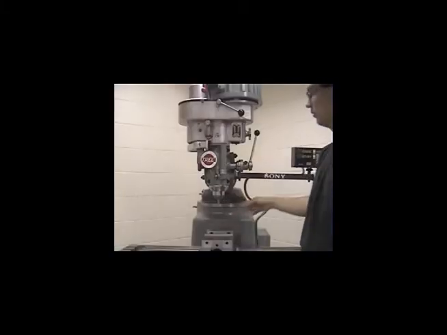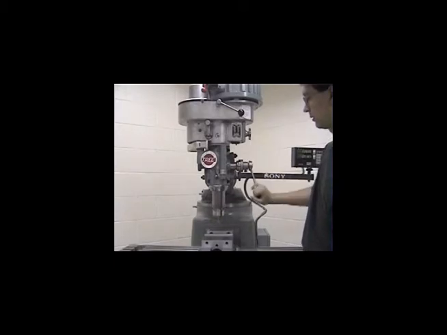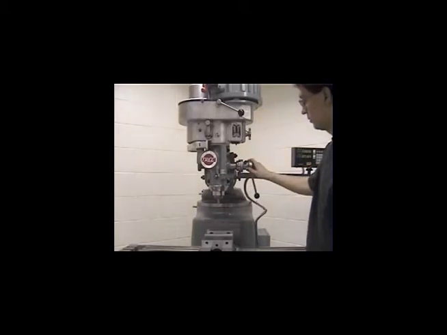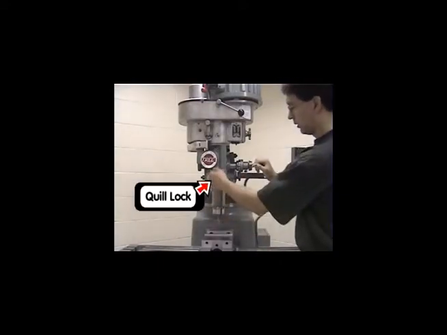The quill is raised and lowered with the quill downfeed lever. The lever position can be adjusted to any convenient angle by pulling out slightly on the lever, adjusting the lever angle, and then pushing the lever back in. The quill height can be locked into position by pulling down on the quill lock.